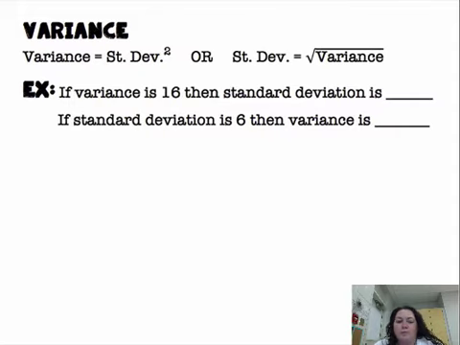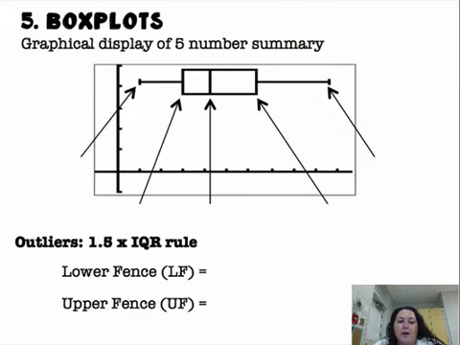So two examples. If the variance is 16, then find the standard deviation. If I know the variance and I want to find the standard deviation, I can take the square root of the variance, and I get 4. If the standard deviation is 6, find the variance. If I know the standard deviation and I want the variance, I'll just square the standard deviation, and I get 36.